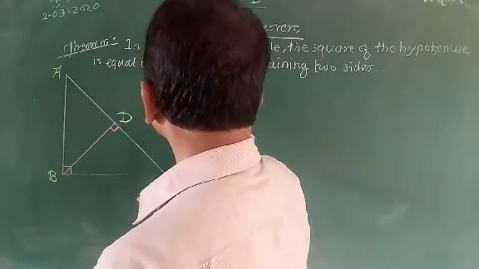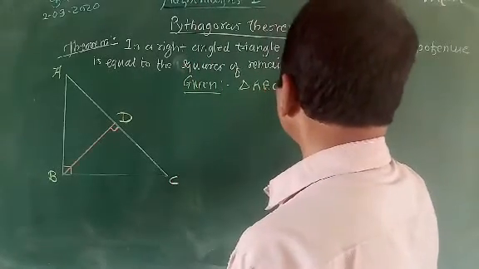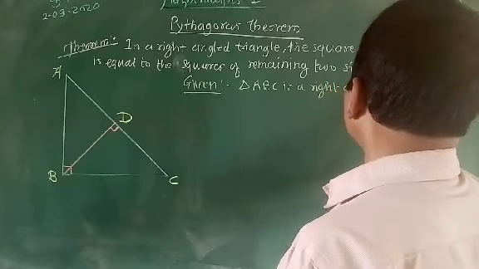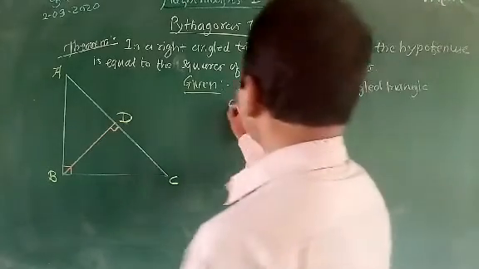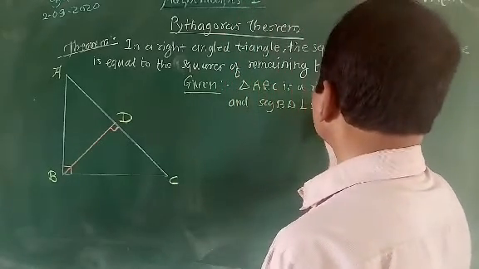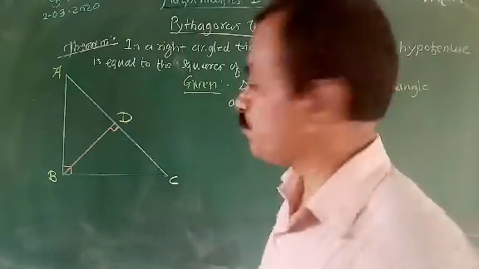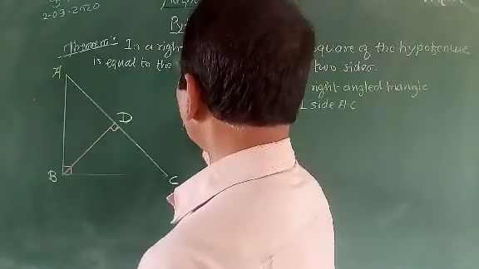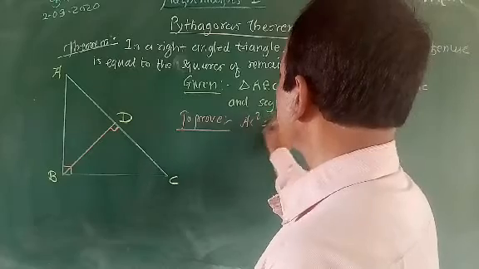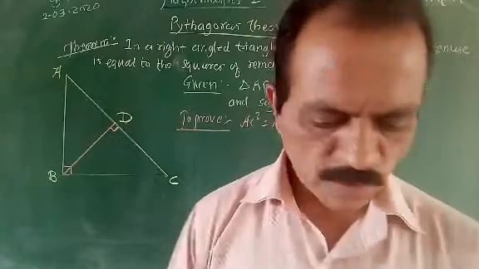Given: triangle ABC is a right angle triangle, and segment BD is perpendicular to side AC. To prove: AC square is equal to AB square plus BC square. This you have to prove.